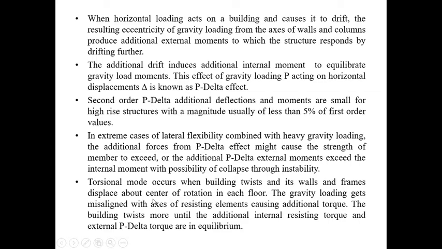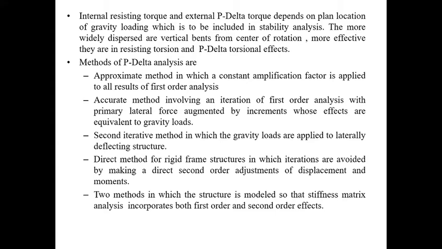So when torsion is occurring, we need to consider the torque. The internal resisting torque and the external P delta torque depend on the planned location of the gravity loading. So when doing the analysis, we need to consider the torque here. If the vertical elements, that is the columns and so on, are widely dispersed from the center, then they will be able to resist the torsion and the P delta torsional effect.